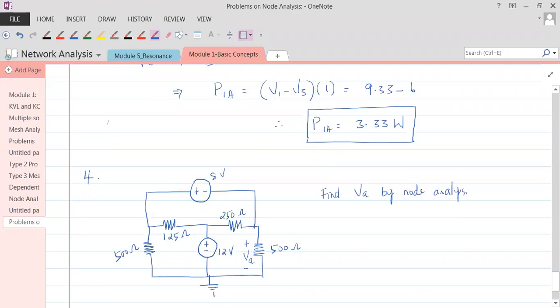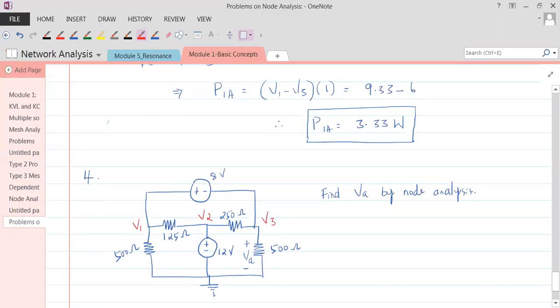First, read the circuit and try to understand what type of problem this is. How many nodes? Okay, there are three nodes. I'll mark the node voltages: this is V1, V2, and V3. Very similar to the previous problem.